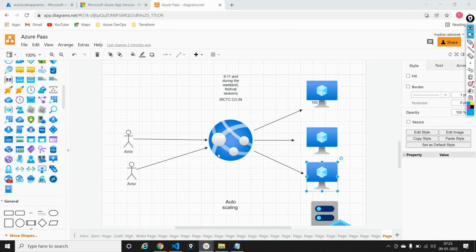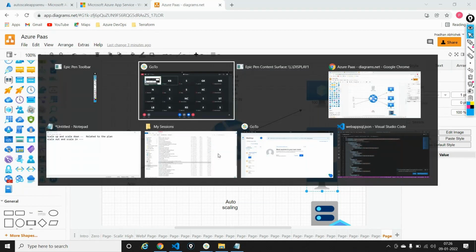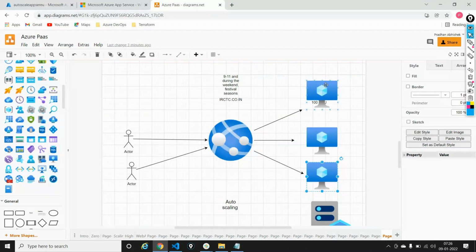So if we scale down it, will the VM be automatically created, or is it that we'll have to manually create the VM there? No, not at all. The virtual machines that are there in the backend are completely managed by Azure. So all these virtual machines that are running are IaaS services. These are infrastructure as a service.